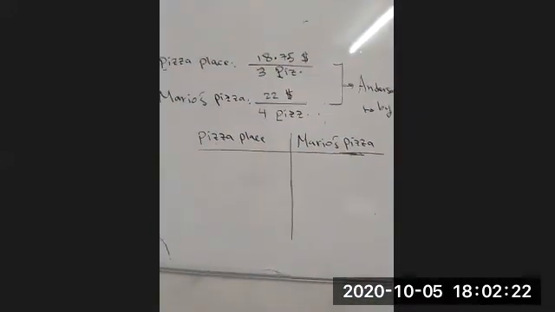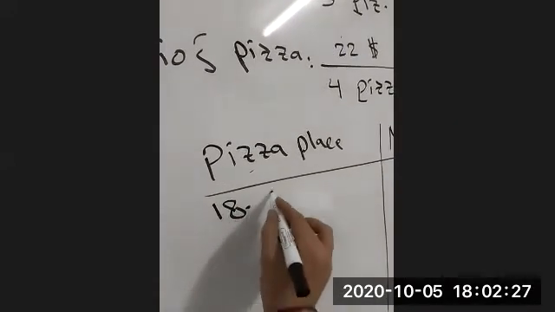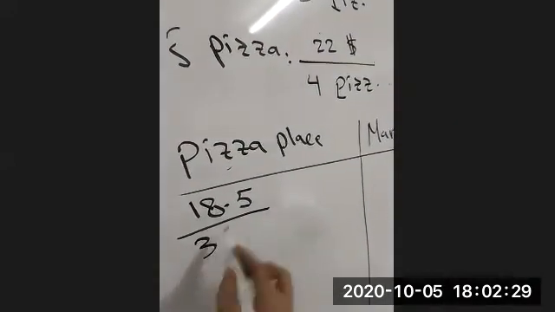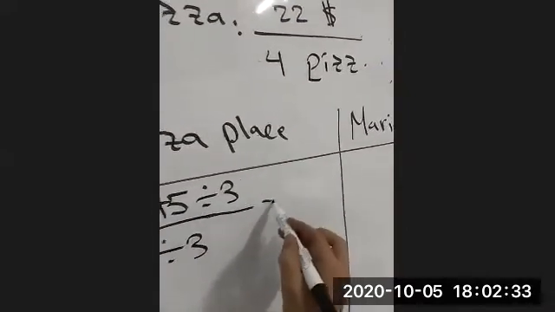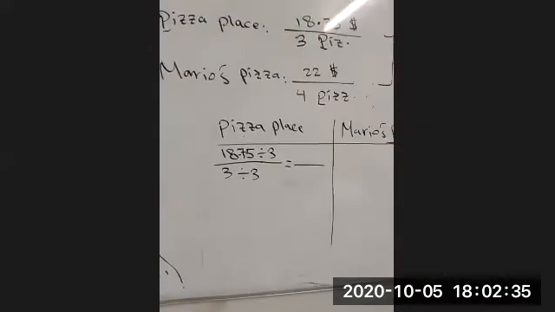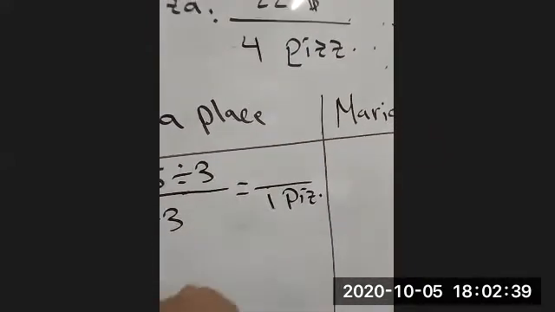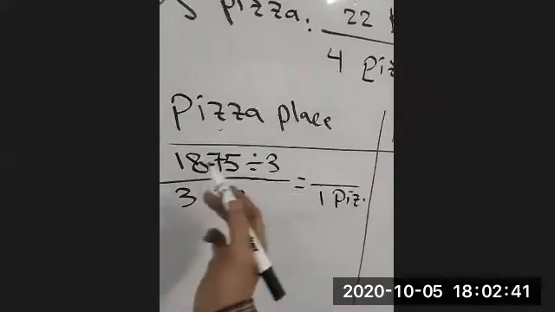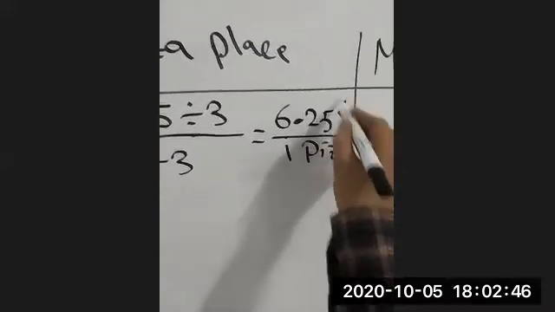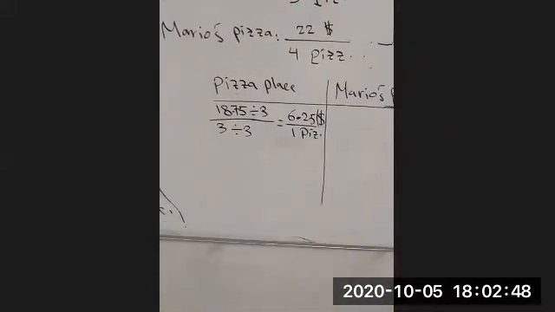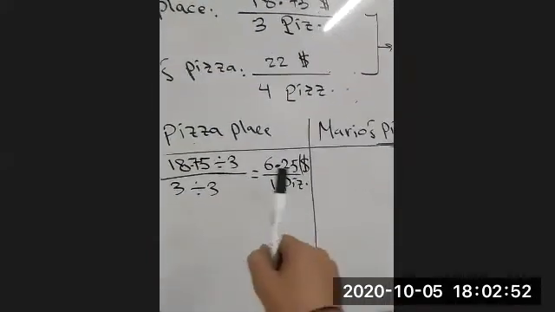Got it? Let's go: 18.75 over 3, divided by 3, divided by 3. Down will be 1 pizza. Up, if you divide these two numbers, it will be 6.25. So the price of one pizza in the pizza place is how much?